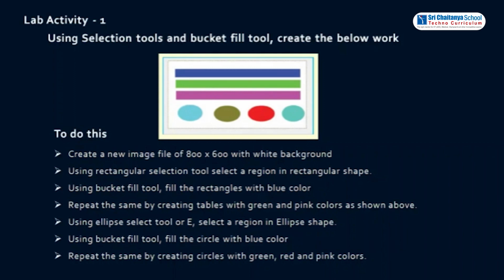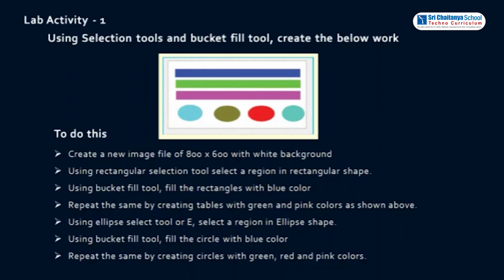Create a new image file and they have specified the size as 800 cross 600 with white background. Using the rectangular selection tool, select a region in a rectangular shape. The same process you need to repeat 3 times. And one thing you should be very specific about is first using the rectangular selection tool, select a region in a rectangular shape.